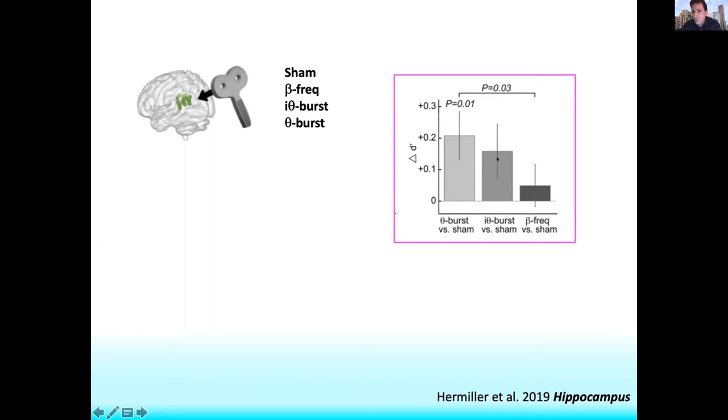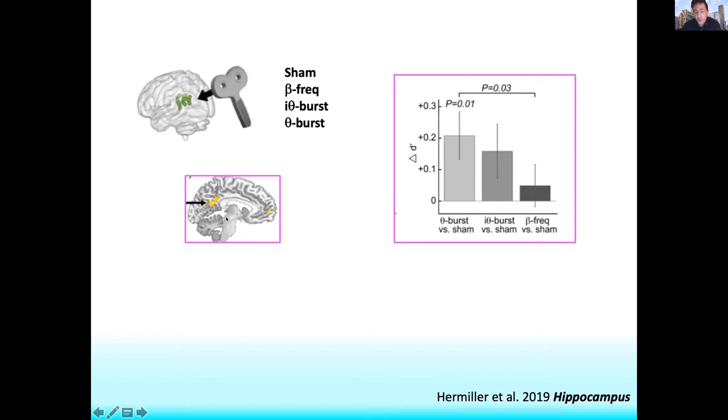Certainly, it's not the case that these are causing opposite effects, as you might expect if continuous theta burst versus intermittent or beta frequency were having different inhibitory versus excitatory-like effects on the brain. Really, they're all showing similar directions of effects, with just the largest one being for the continuous theta burst condition. Likewise, continuous theta burst was the only condition to significantly increase memory-related connectivity of the hippocampus with the rest of the default mode, with the rest of the hippocampal network, and you can see that colorized over here.